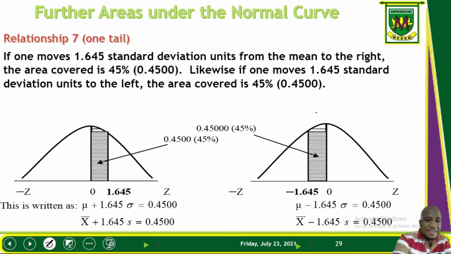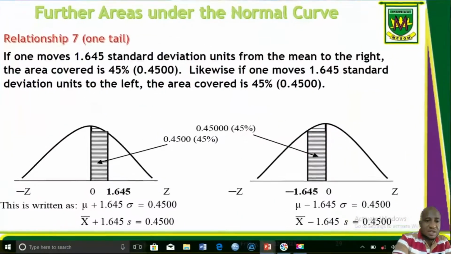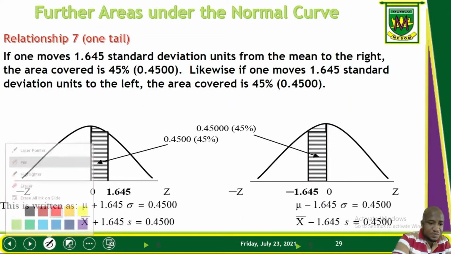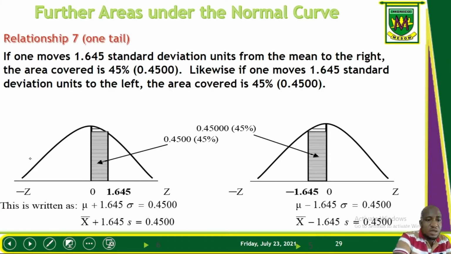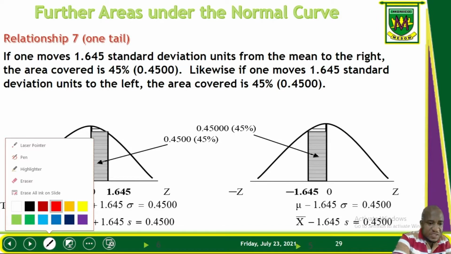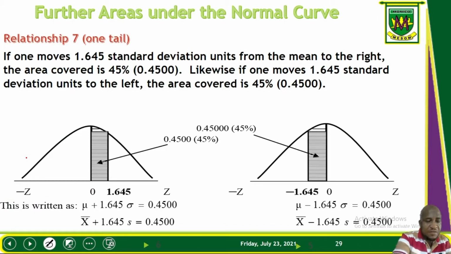If one moves 1.645 standard deviation units from the mean to the right, the area covered is 0.4500.